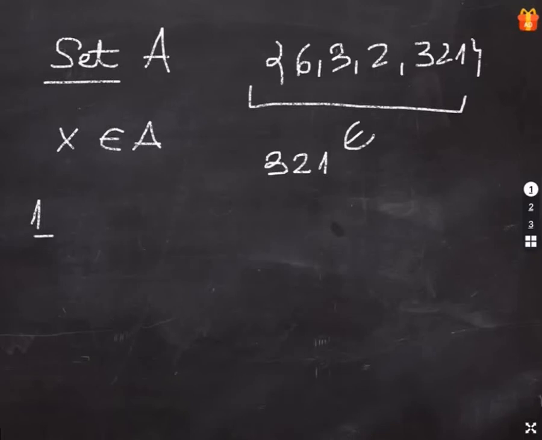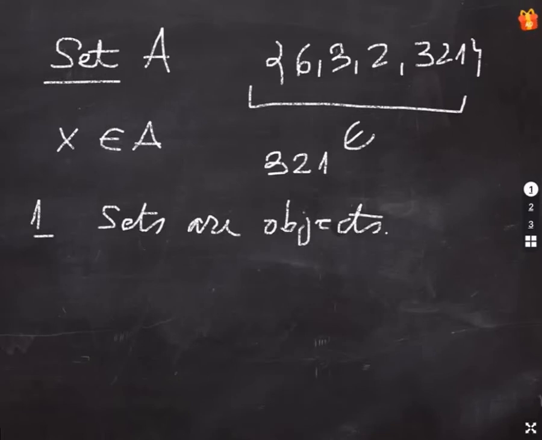Axiom 1: sets are objects. This is going to be our first axiom. And I want you to agree with me. So, if A is a set, then, because of this axiom, A must be an object.